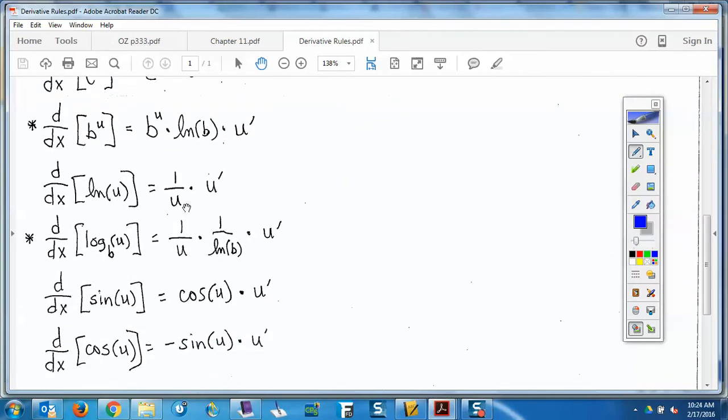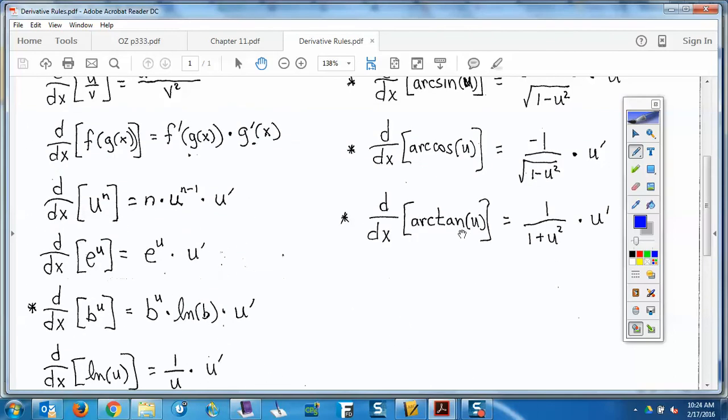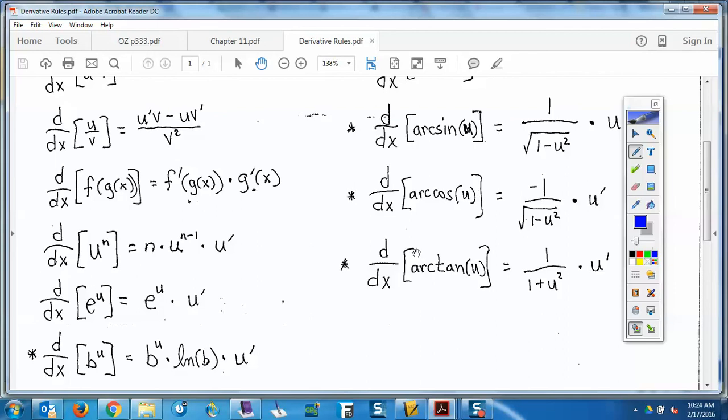So if you've got a function that's 1 over u, the antiderivative is ln u. If you've got a function that's 1 over 1 plus u squared, the antiderivative is arctangent. 1 over the square root of 1 minus u squared, the antiderivative is arcsine, and so forth. Now you see these u primes and all that stuff in there, and that's the stuff we have to deal with.